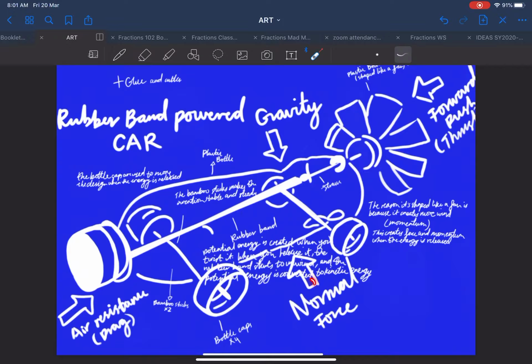Now, opposite gravity pushing up is normal force. Okay? This is what prevents the vehicle from sinking.